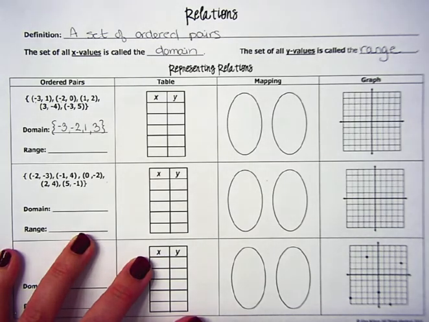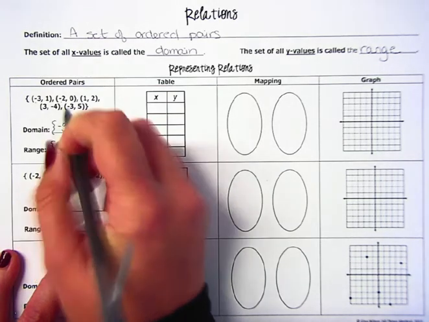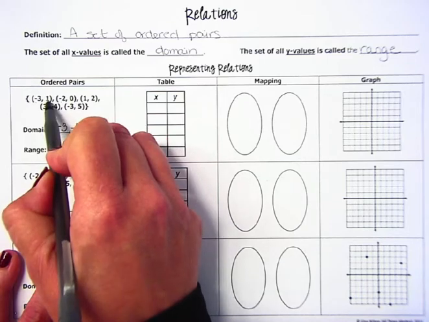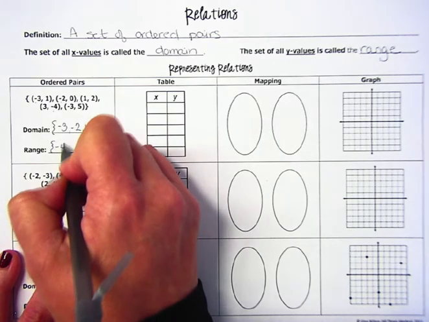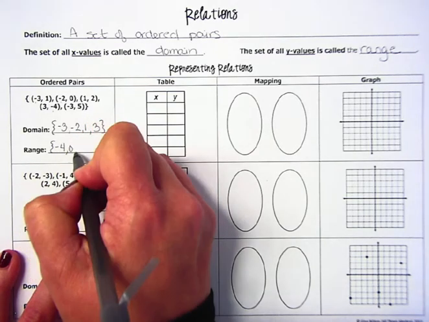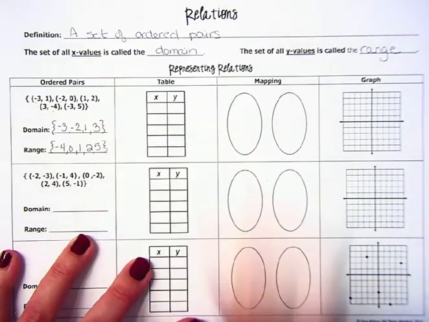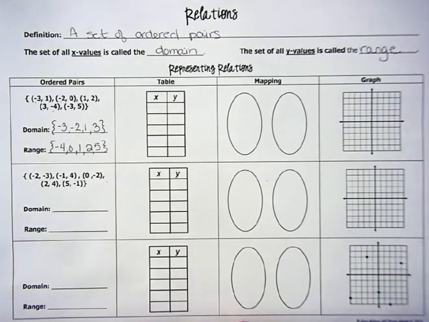The range are the set of all y values. So our y values in this case are -4, 0, 1, 2, and 5. And normally when we pick out the domain and the range, we put the numbers in order from smallest to largest. So again, the domain is just the list of all the x values, and the range is the list of all the y values. So we can take our ordered pairs and we can put them into an xy table.